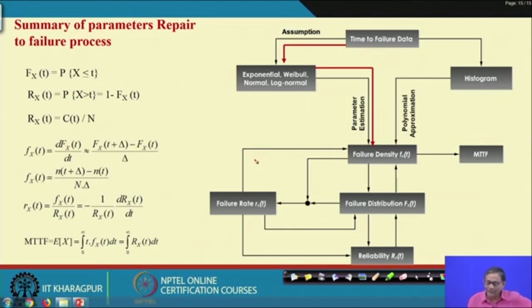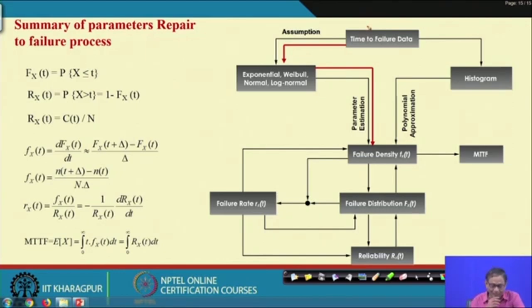Now, it may so happen that you are not sure whether it is a particular distribution, or there can be many distributions, each one a possible candidate. So, then you fit that data to many distributions, and through a certain test like hypothesis testing, you will see whether the data is coming from that particular distribution or not.